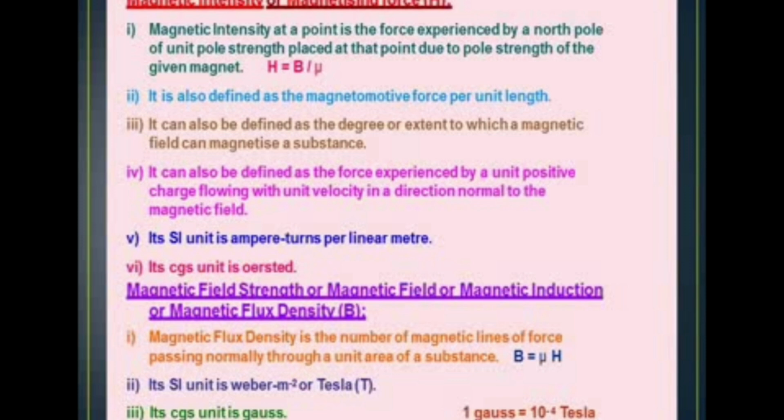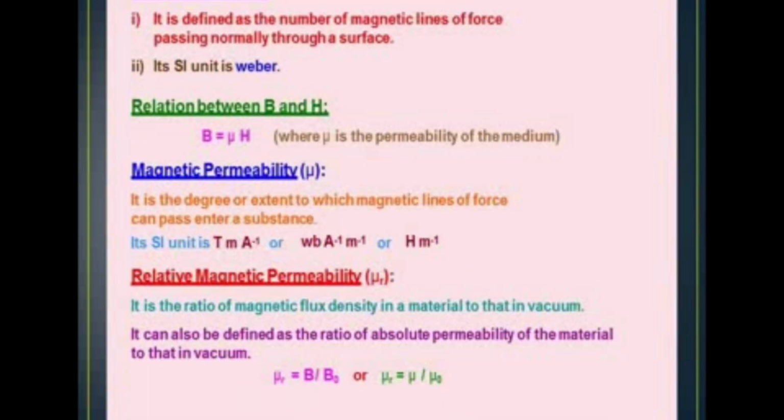So magnetic flux density is the number of magnetic lines of force crossing through a given area, or lines of force passing normally through a unit area is called magnetic flux density. That can be written as B equal to mu into H. Its unit is Weber per meter squared, or you can write Tesla. Here CGS unit is Gauss, or 1 Gauss equal to 10 to the power minus 4 Tesla.